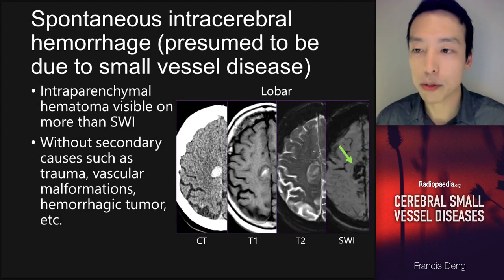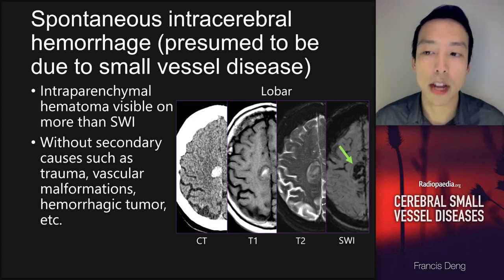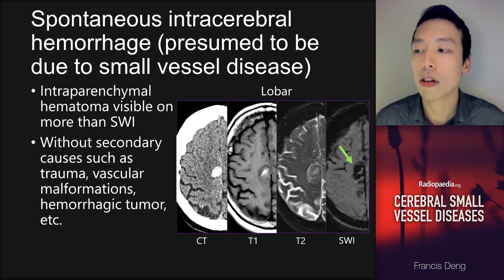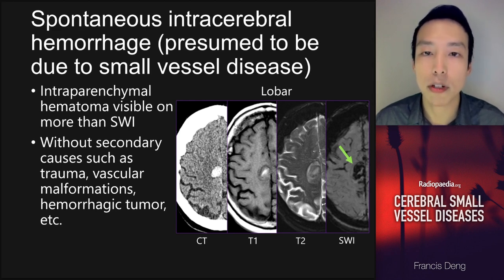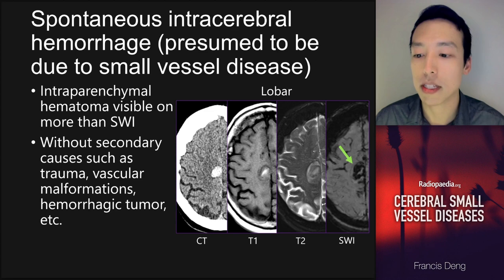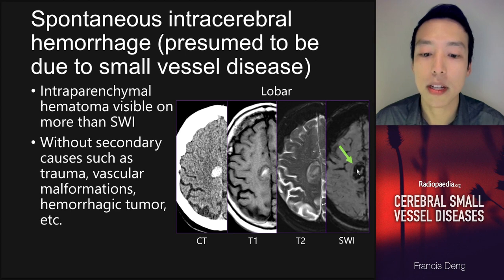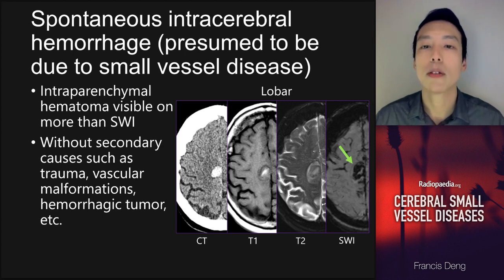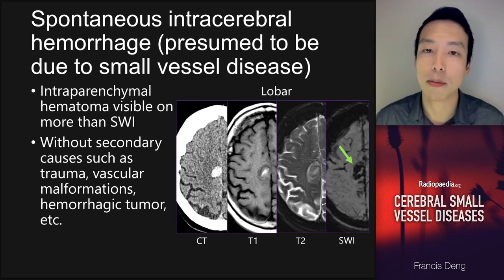Contrast that to macrobleeds, which are known as spontaneous intracerebral hemorrhage, presumed to be due to small vessel disease. These are intraparenchymal hematomas, which should be visible on more than just your SWI. We can see it here in the paramedian right frontal lobe on CT, on T1 and T2, as well as on SWI.